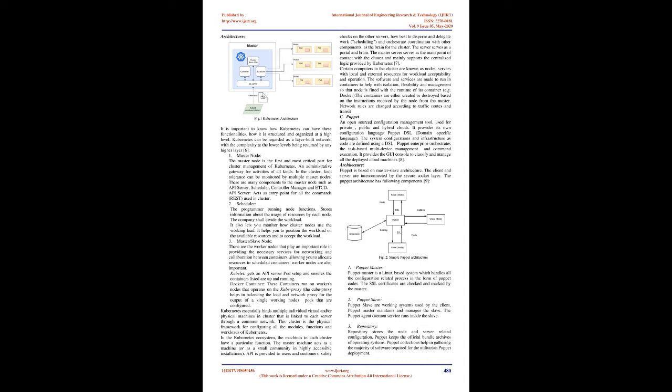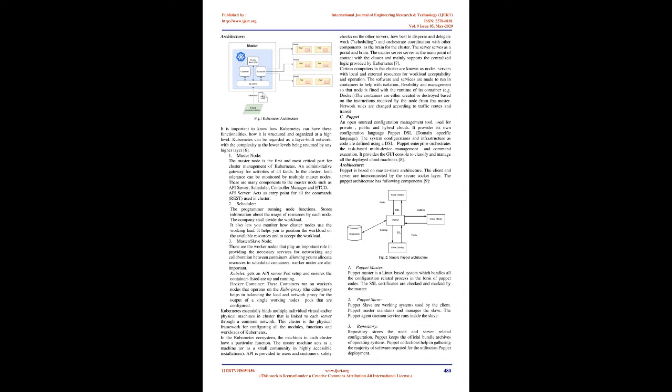In the Kubernetes ecosystem, the machines in each cluster have a particular function. The master machine acts as a machine, or as a small community in highly accessible installations. API is provided to users and customers, safety checks on the other servers, how best to disperse and delegate work, scheduling, and orchestrate coordination with other components, as the brain for the cluster. The server serves as a portal and brain. The master server serves as the main point of contact with the cluster and mainly supports the centralized logic provided by Kubernetes.